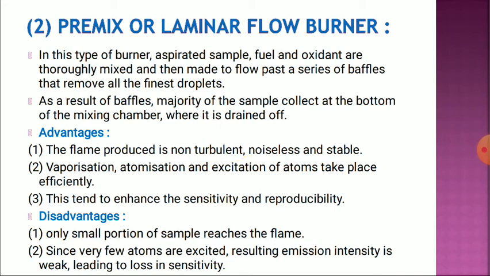Now second one, vaporization, atomization, and excitation of atoms take place efficiently. That means we have seen these steps, vaporization, atomization, and excitation, in the basic principle of the flame photometer. Those three steps take place efficiently. Third one, these tend to enhance the sensitivity and reproducibility. That's why this burner increases sensitivity and reproducibility.